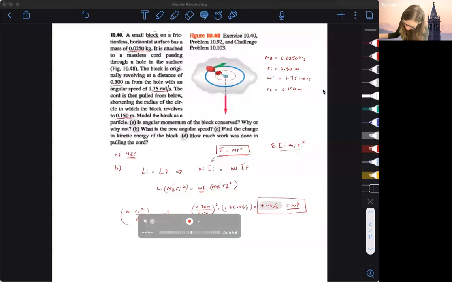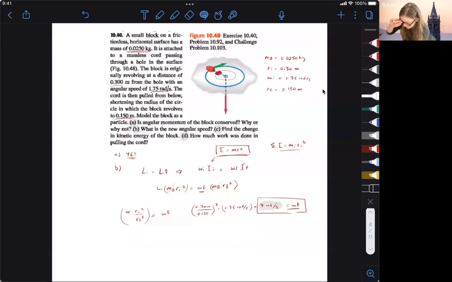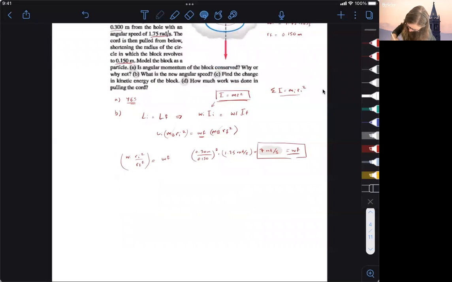Okay, for part C, now we want to move on. We want to find the change in kinetic energy of the block. So we are doing some work, right, by pulling this block down. So let's figure out what that is. We know that work would be equal to our change in kinetic energy.